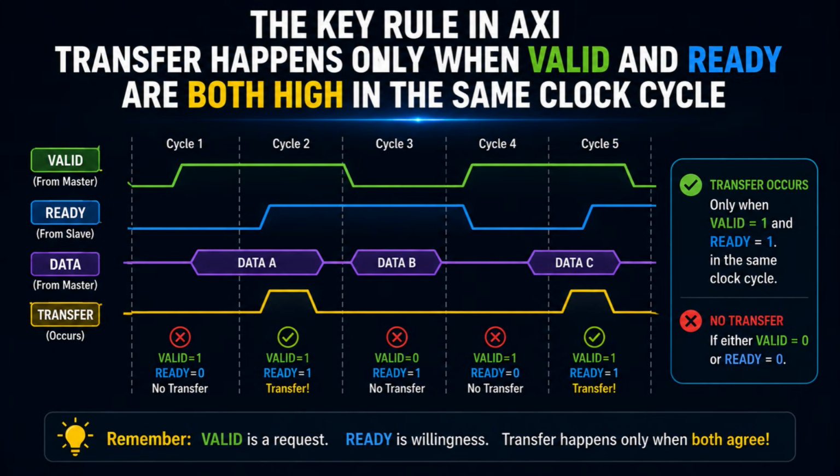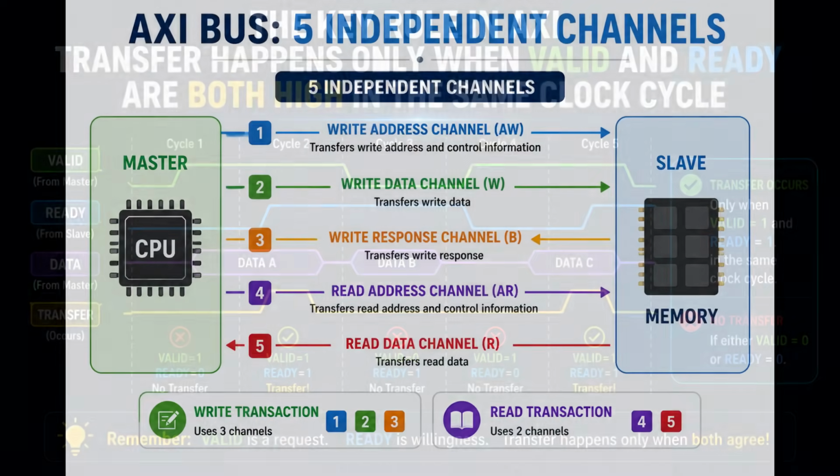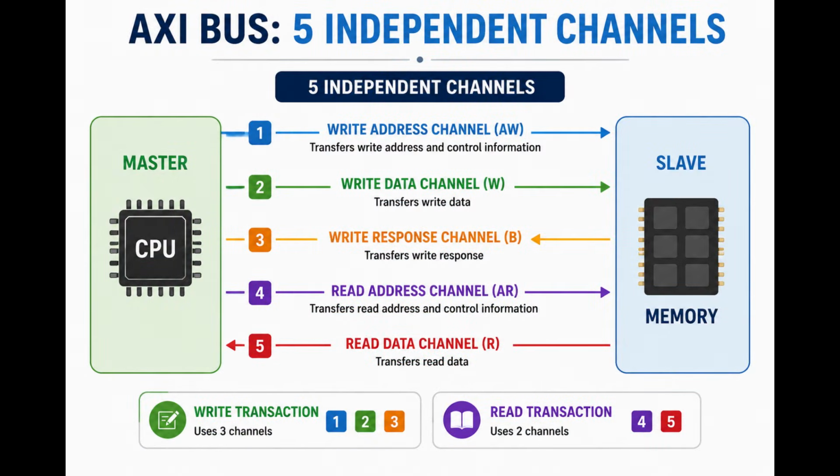In the diagram in the picture you can check this. In the first clock cycle the valid is 1 but ready is 0, so there is no transfer. And in the third clock cycle the valid is 0 and ready is 1, but there is also no transfer. So the transfer will happen only when valid and ready are both 1 in the same clock cycle. Now we understand how data transfer works using the valid and ready handshake.